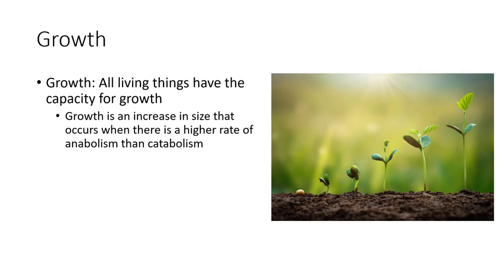Growth is something that all living things have the capacity to do, and really, in a sense, are required to do. Growth is an increase in size that occurs when there's a higher rate of anabolism, that building form of metabolism, than catabolism, where we're breaking things down. This is why anabolism is so important, because without it, we don't grow, we don't repair ourselves. And so growth is really, really important.